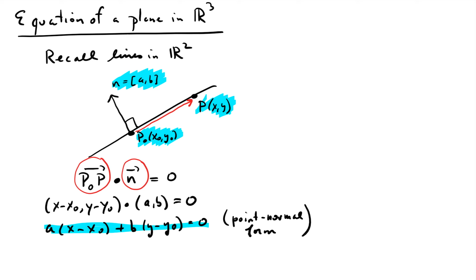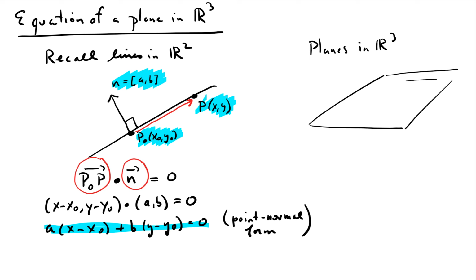Okay, now for planes, I'm going to write it just next to it because there's a strong analogy between lines in R2 and planes in R3. If I have a plane in R3, the plane stretches in all directions, but I'm just going to draw a portion of it. So imagine this is the plane, right?